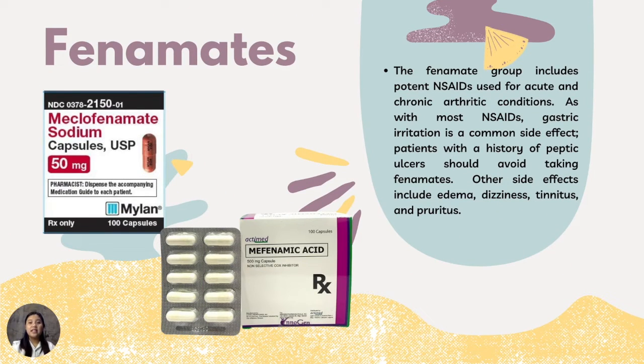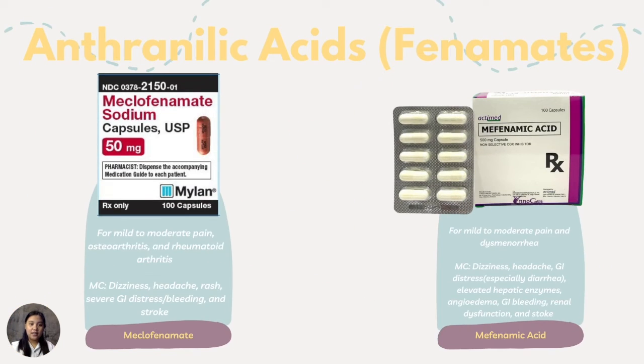Then we have the fenamates. The fenamate group includes potent NSAIDs used for acute and chronic arthritic conditions. As with most NSAIDs, gastric irritation is a common side effect. Patients with a history of peptic ulcer should avoid taking fenamates. Other side effects include edema, dizziness, tinnitus, and pruritus. The two fenamates are meclofenamate sodium monohydrate and mefenamic acid. In this slide, you can see the indications and the possible side effects when taking meclofenamate and mefenamic acid.